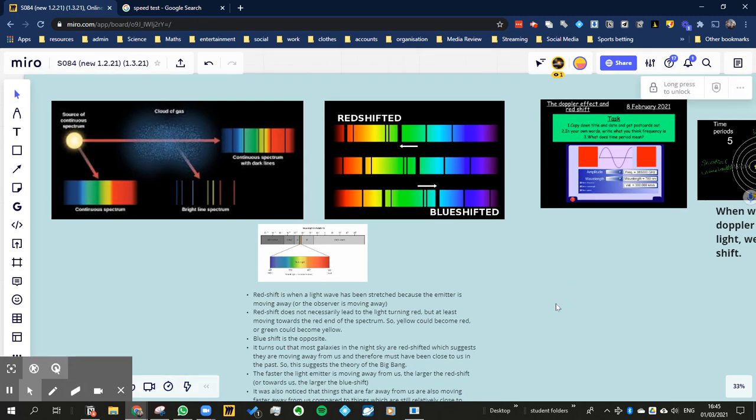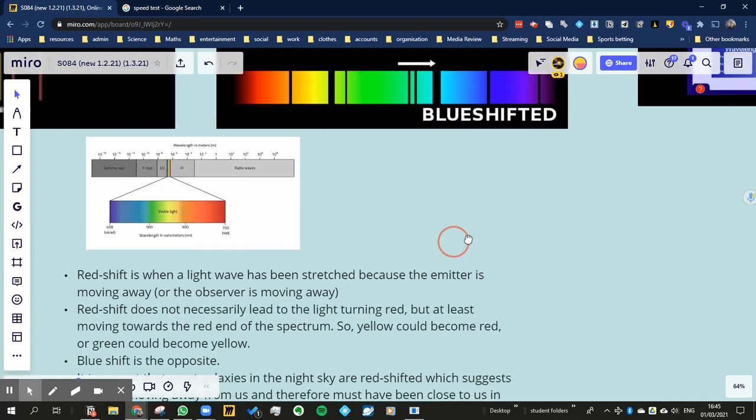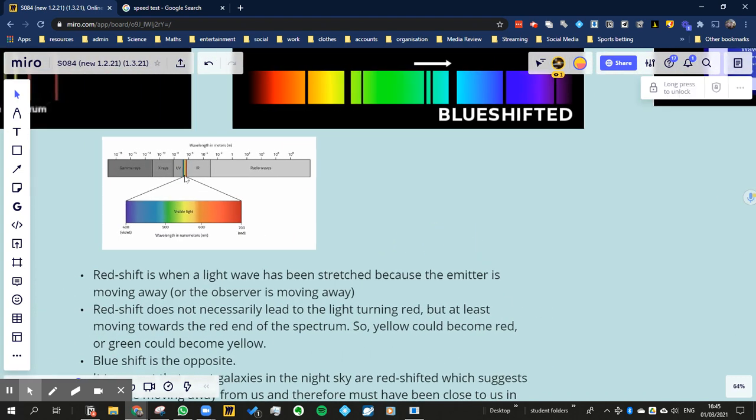The next thing to look at is this idea that if something is really redshifted, it's no longer even visible. It goes into the infrared and then into the microwaves or radio waves and so on.